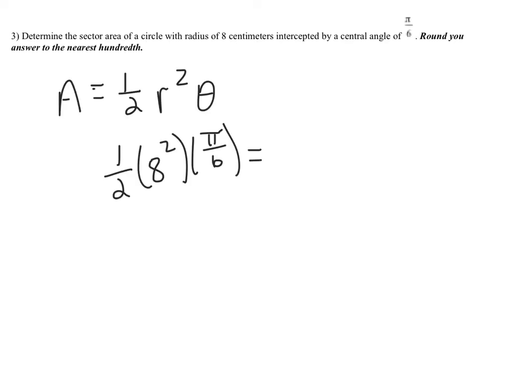Okay, so we just simply put our values into the formula. 1/2, 8 squared because the radius is 8, and then our angle is pi over 6. So theta, of course, is our angle, pi over 6. We put all this in the calculator, and the answer that we get is 16.67 centimeters squared.